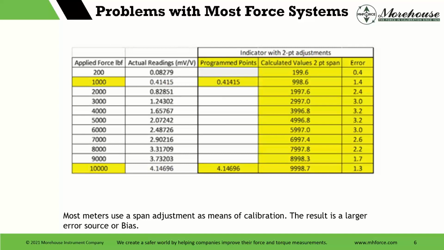And it's programmed at 1,000 and 10,000 pounds. You know, the first point we applied was 200, but we programmed it at 1,000 and 10,000. And the program points, calculated values, and then the errors. If you look at this, at capacity, it's out 1.3 pounds. Overall, percentage-wise, that's relatively low.